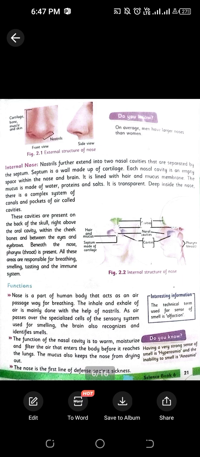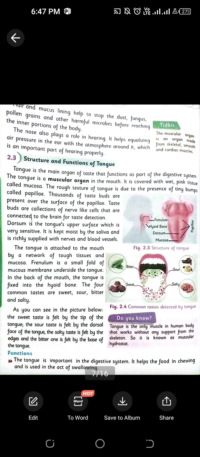Nose is a part of respiratory system. Tongue is a part of digestive system. Tongue is a muscular organ in the mouth, and it is covered with wet pink colored tissue called mucosa. The rough texture of the tongue is due to the presence of tiny bumps on its surface, which are known as papillae. Thousands of taste buds are present over the surface of the papillae.